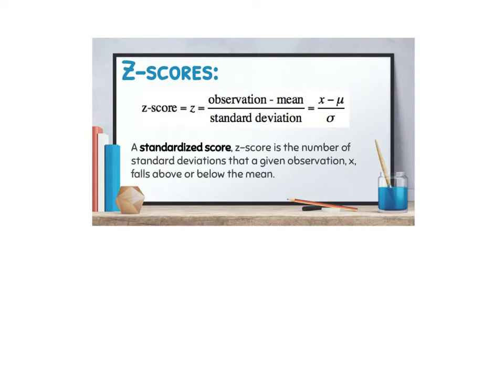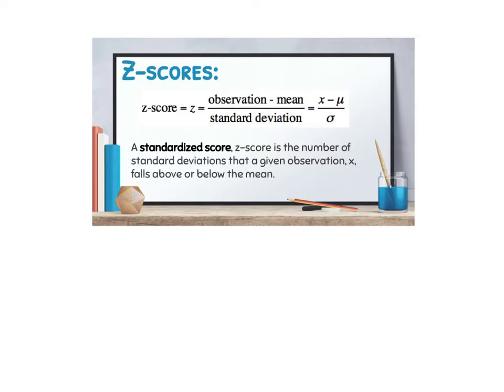So first we're going to talk about a z-score. And this is probably amongst the most important formulas you're going to learn this year. We're going to use it a lot, and throughout the rest of the course we'll be using it. So a z-score is simply an observation minus the mean, divided by the standard deviation of the distribution.